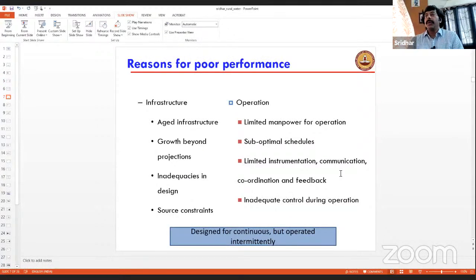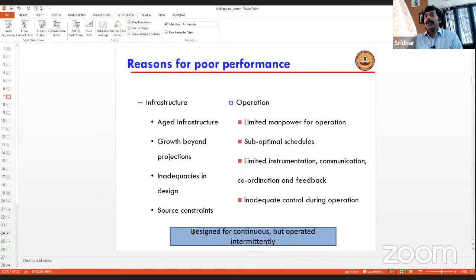Or it could be that the valve to the tank is open, but water is not filling in, it has run dry. All of these are basically because there's limited instrumentation, communication, coordination, feedback, and therefore there's not much control.